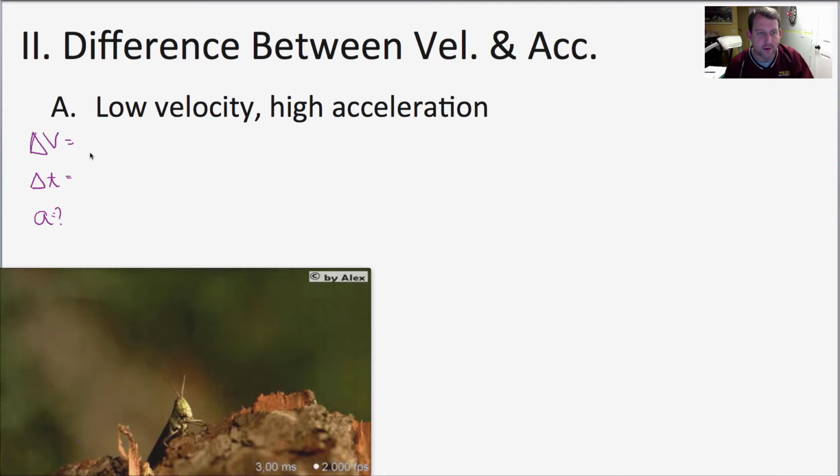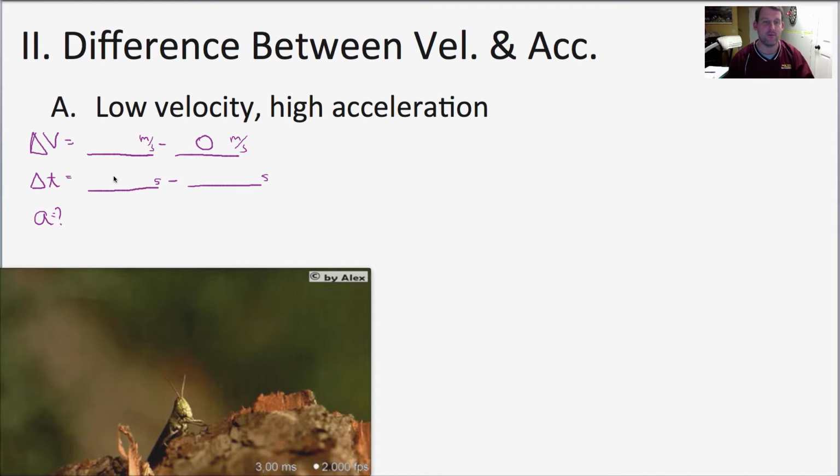So the change in velocity, we're going to need an ending velocity minus a beginning velocity. We'll have to find those two numbers. And then for time, we're going to need an ending time minus a beginning time. So we'll have to find those two numbers. Now, obviously, our good friend the grasshopper is sitting still here. So his starting velocity is 0 meters per second. And we'll do our ending minus our starting to find our change in velocity.